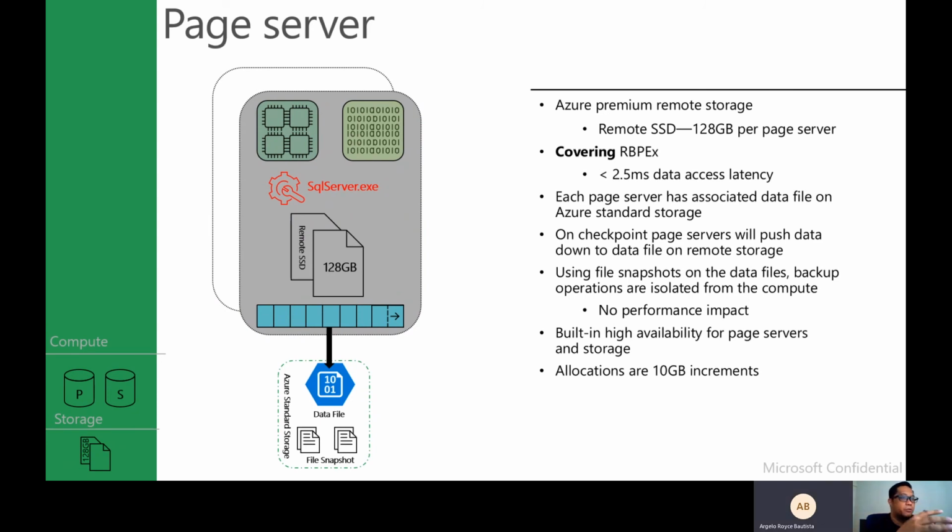But this one is a fully covering cache. That means the entire 128 gig of your data that it is responsible for is in the cache, so it's all in memory. On checkpoint, the page server will push your data down to a data file. This is the reason why Hyperscale can do backups very fast, and how they can assure similar performance no matter how big your data is.